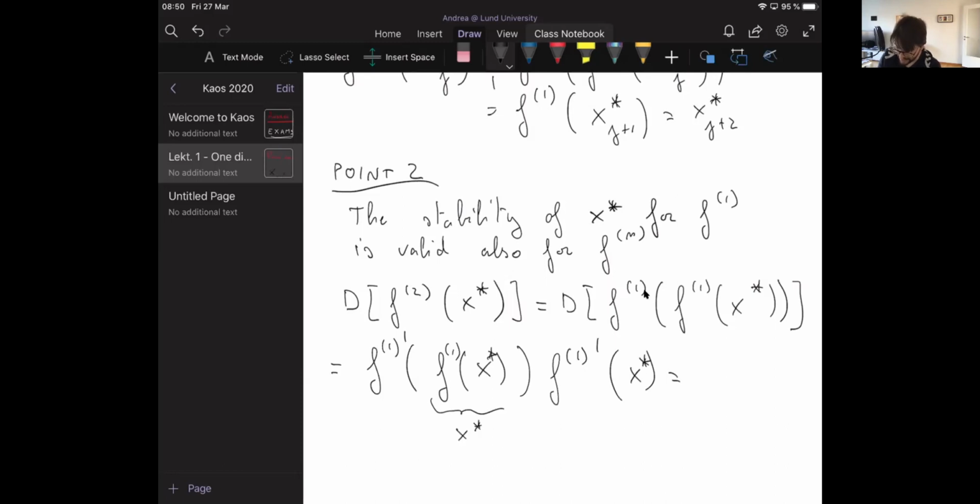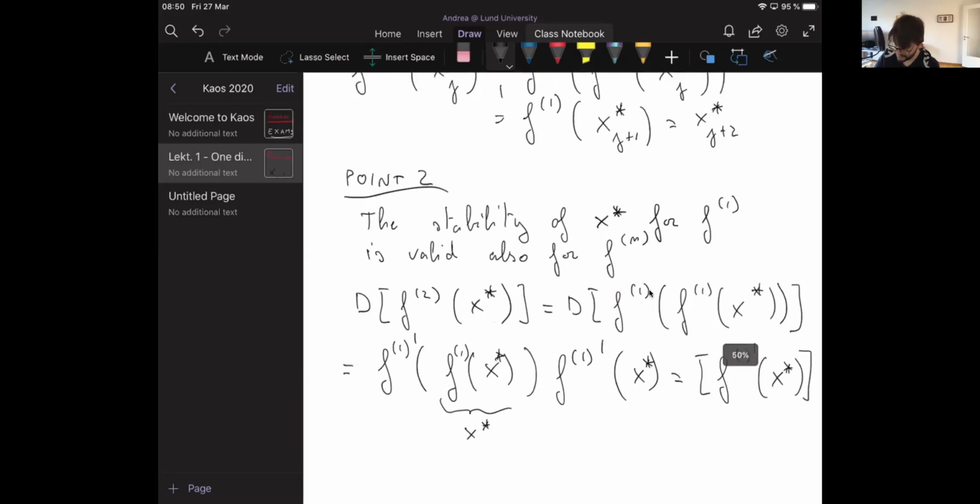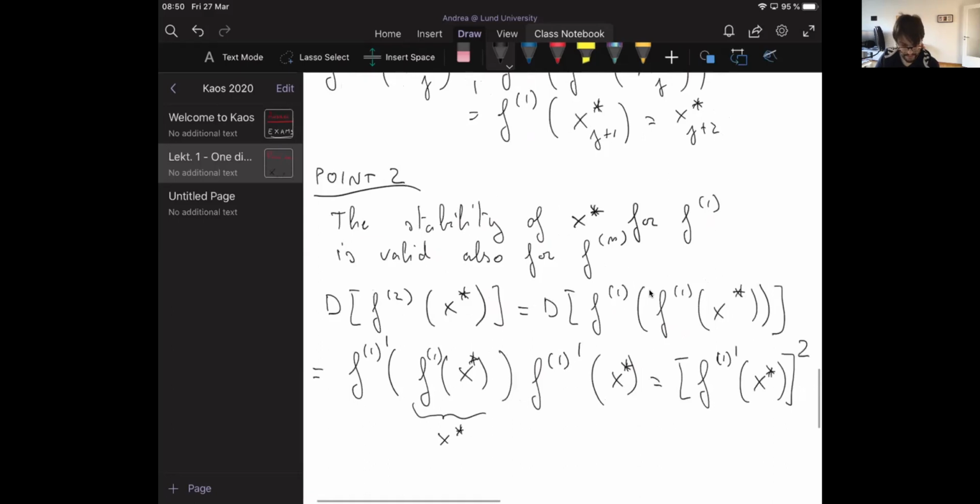Basically, this is the application of the first return map to the fixed point that gives the fixed point again. So this is the derivative of the first return map squared. So this is the derivative of the first return map at the fixed point squared. Okay?